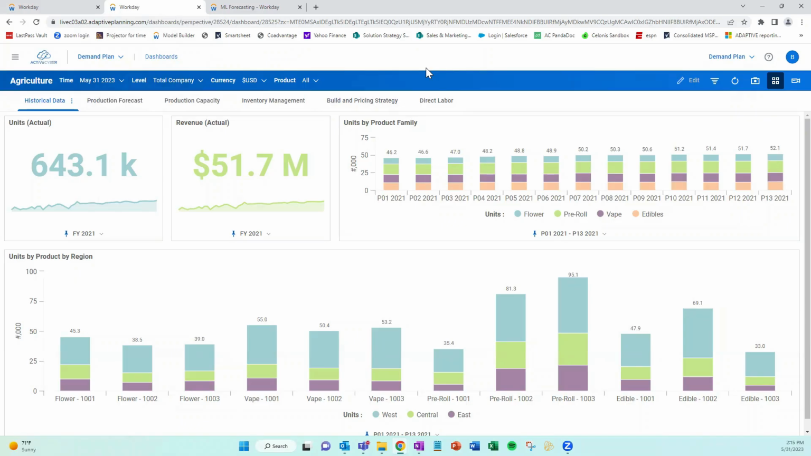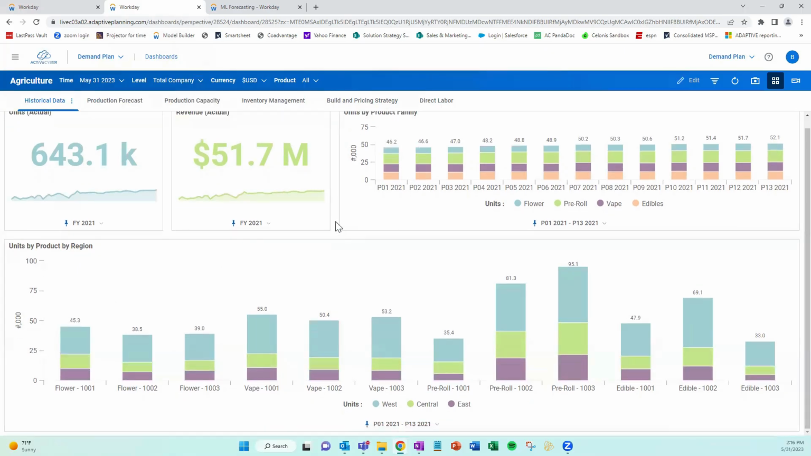At the core of any rock solid demand plan, we need to have very solid historical information that we can then leverage in many ways to create future forecasts. We see here that we're able to see our prior year's actual units information, as well as the revenue associated to the historical units, broken down by product family. So we have our flower, pre-roll, vape, and edible product families, and then broken down even more by our specific products inside of each product family.